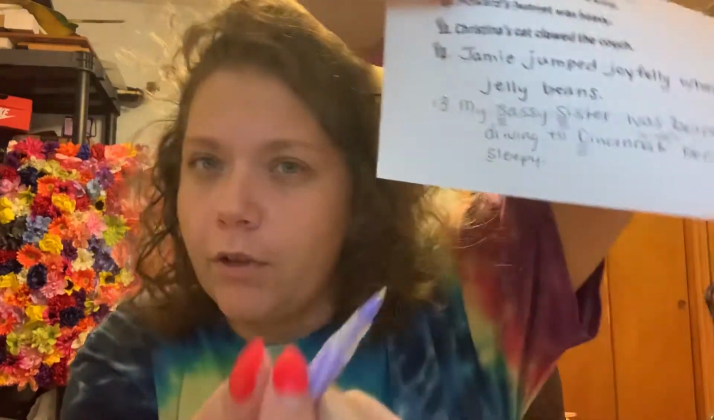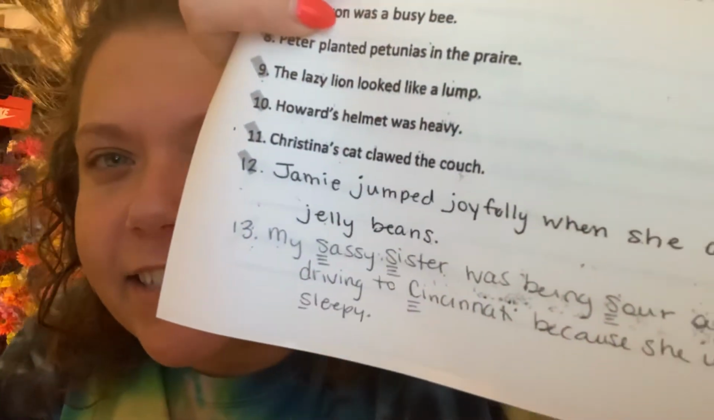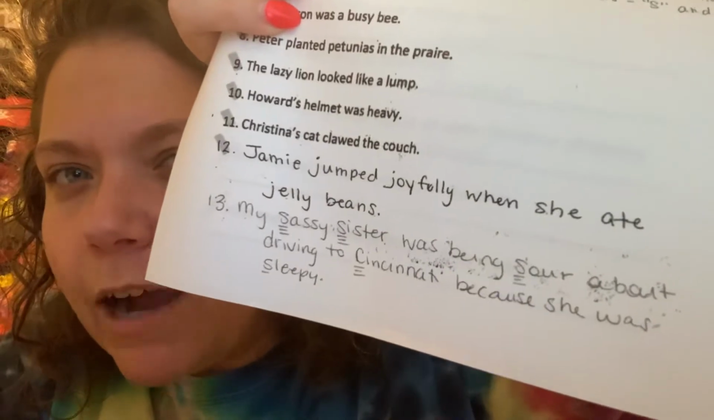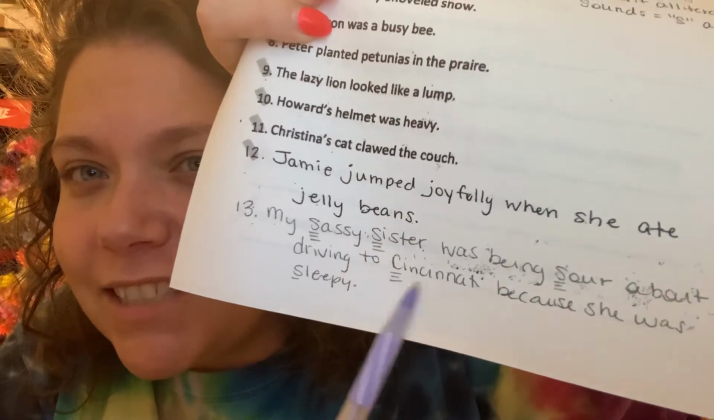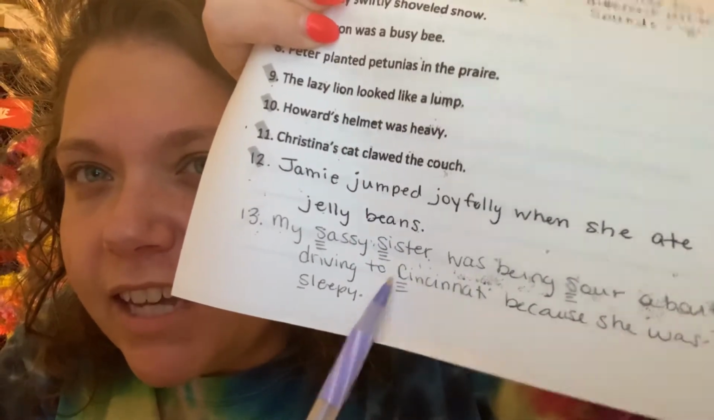I have kind of written in my own example. I'm going to leave number 5 through 12 to you, but I want to go over 13 because I wrote that in to kind of reiterate that to you. It says, my sassy sister was being sour about driving to Cincinnati because she was sleepy. So it's that S sound. So we've got a sassy sister, and she was sour. She was in a bad mood. So we've got the S sound there, and then sleepy. But see, we've also got Cincinnati. Even though it starts with a C, it sounds like an S, so it counts.